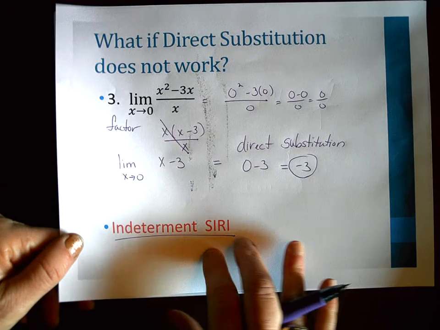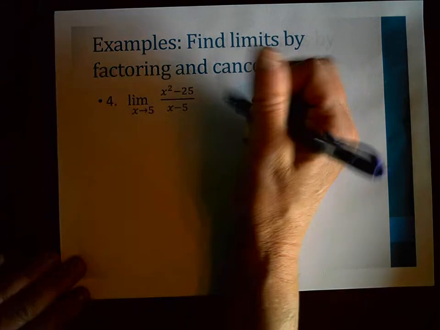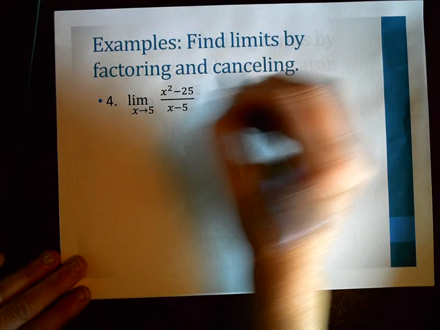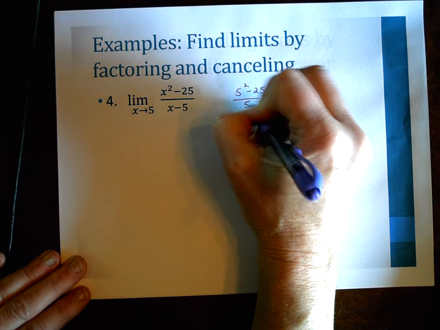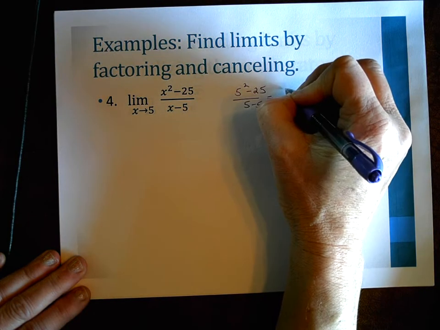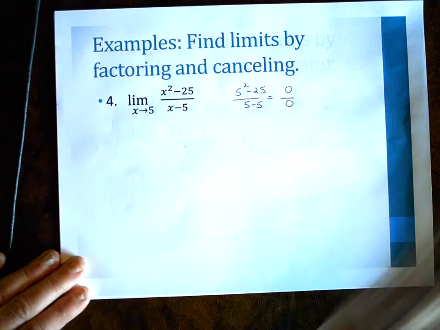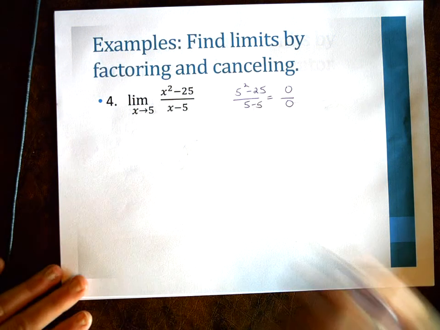So that's example 3. Example 4, same thing. Always try direct substitution first. So let's substitute. 5 squared minus 25 over 5 minus 5. Well, that's 25 minus 25, which is 0, over 0. Can't have that answer, so we're going to have to factor.